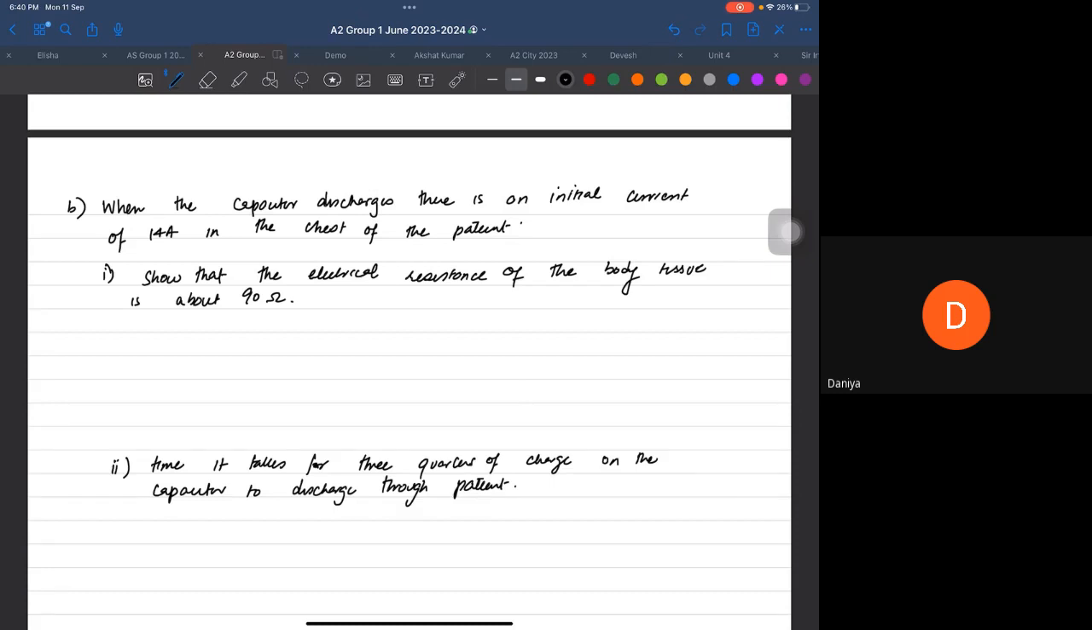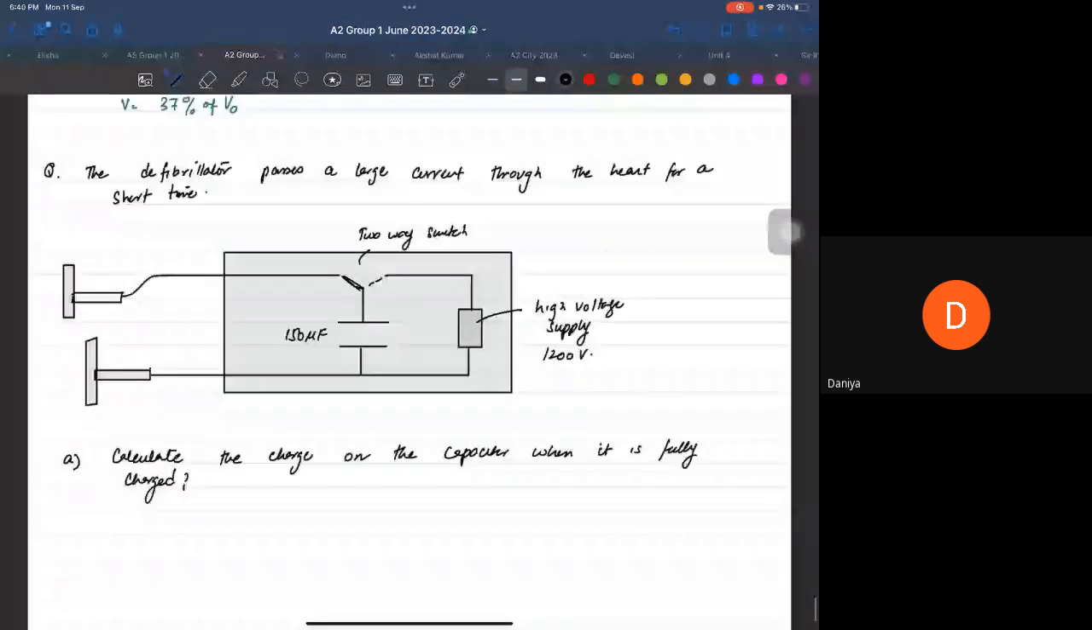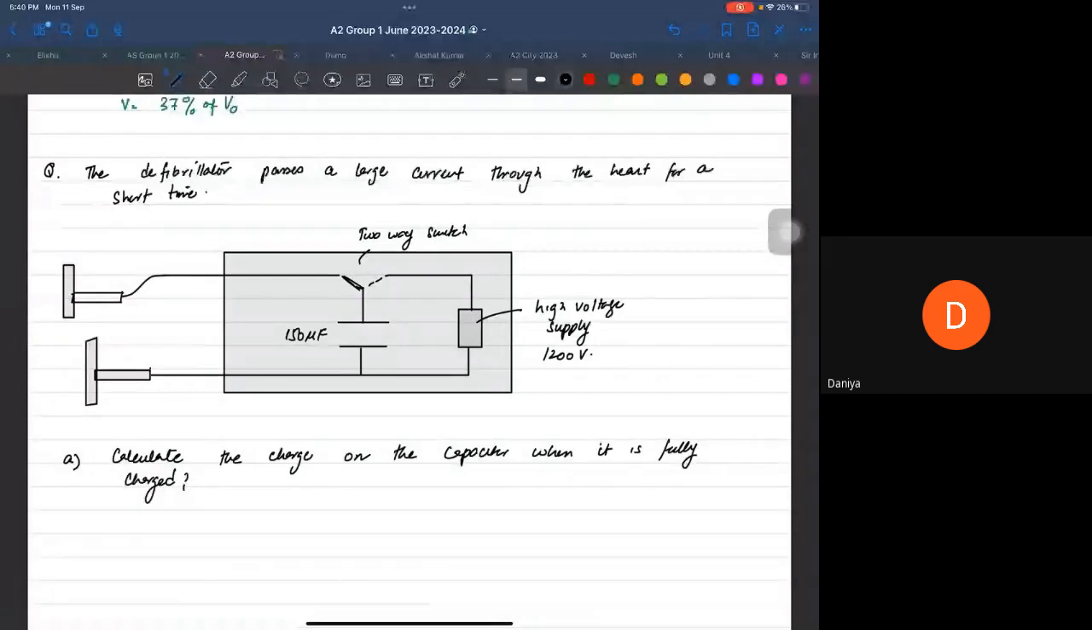Now, first of all, what do you guys think is the answer for the first one? Yes, go on, please. You have to find the charge. You have the voltage, you have the capacitance. Anybody? Can anyone do this?